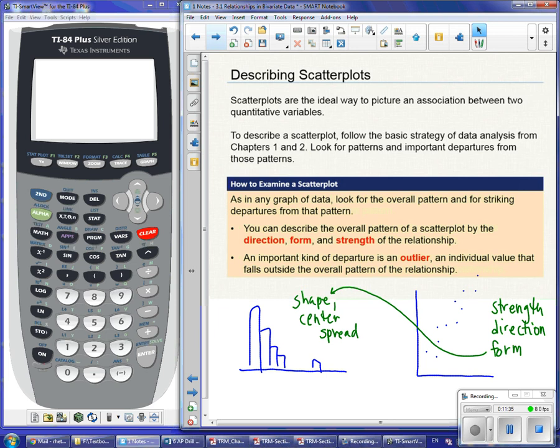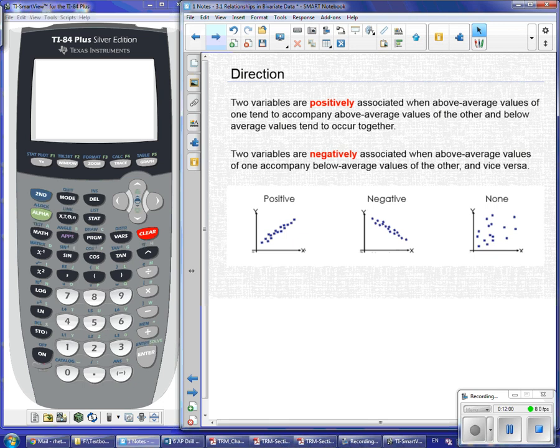We also, again, just like with histograms, want to describe any departures from the pattern. So if there are gaps or outliers. So for example, if in the scatter plot I had a point way over here, I would want to make sure that I comment because this is a possible outlier. So if there's any deviations or departures from the pattern, I also want to make sure that I comment on them as well in the context of the problem. Okay, so what do we mean by direction?